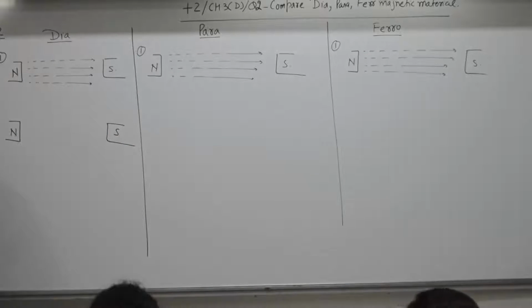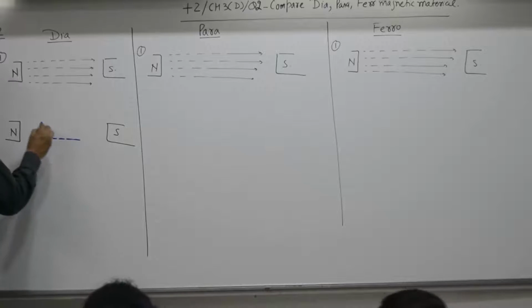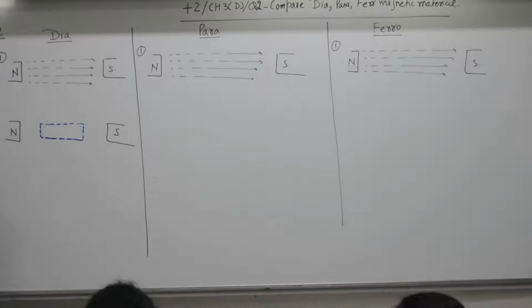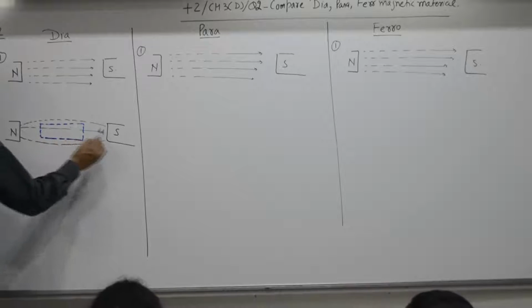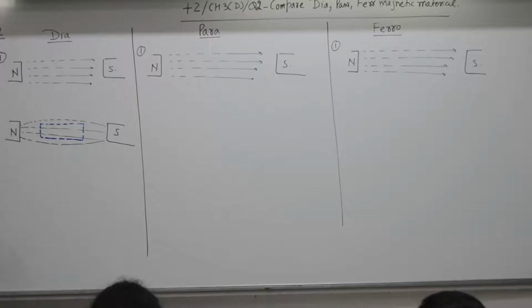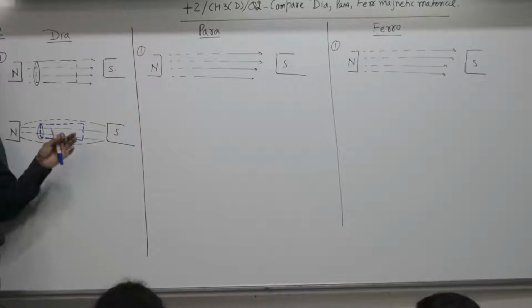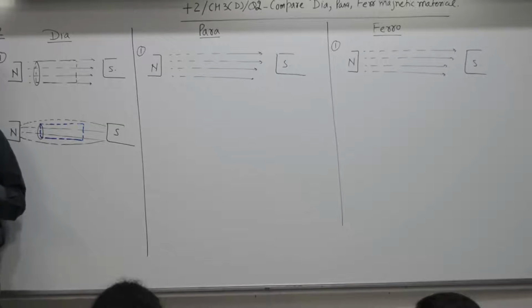If you place a block of diamagnetic material, the lines have a tendency to move away, not to move through the material. Earlier, if this is the block placed, there were a certain number of lines, say 4 lines, passing per unit area, but here the number of lines passing per unit area decreases. So the magnetic field will decrease slightly because this dia material has a tendency to oppose.